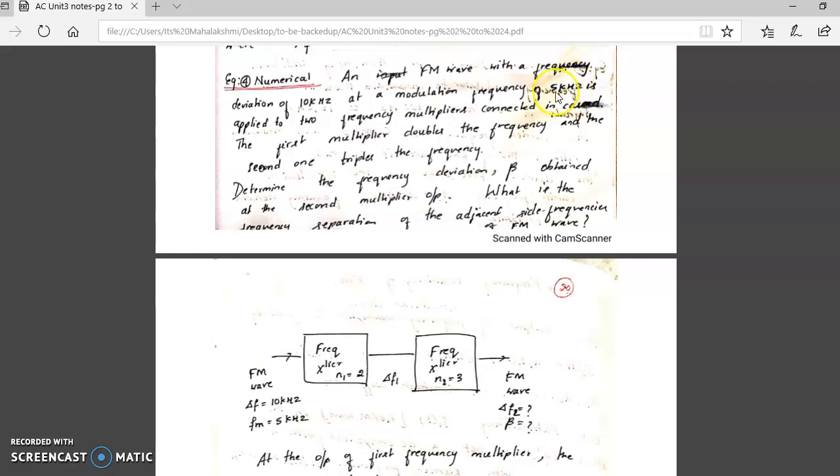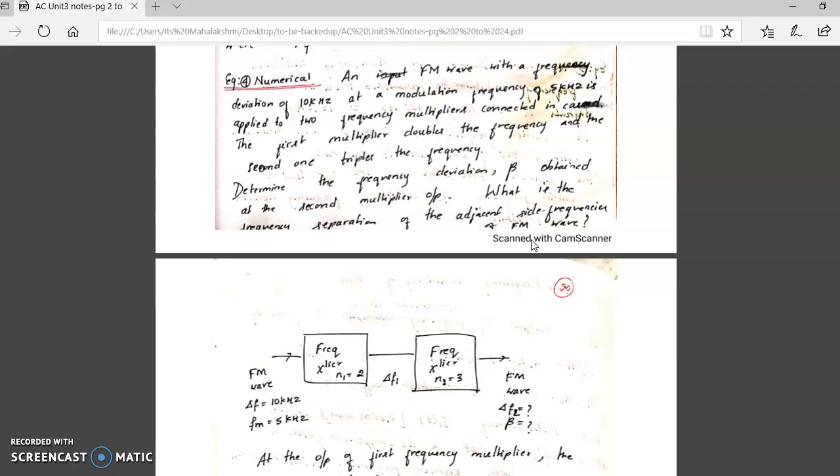Okay. So he has given Fm, that is 5 kilohertz, is applied to two frequency multipliers connected in cascade. So the first multiplier doubles the frequency and the second one triples the frequency. Determine the frequency deviation and modulation index obtained at the second multiplier output. Also, what is the frequency separation of adjacent side frequencies of FM? So this is the question.